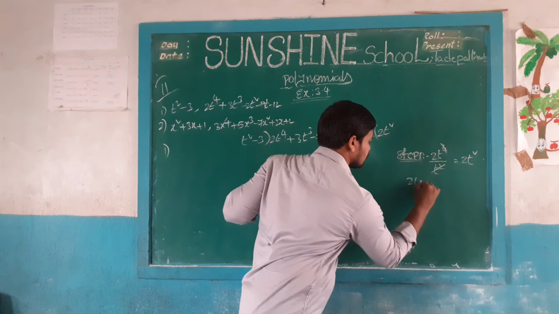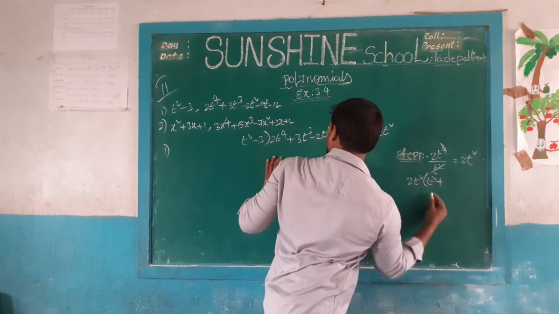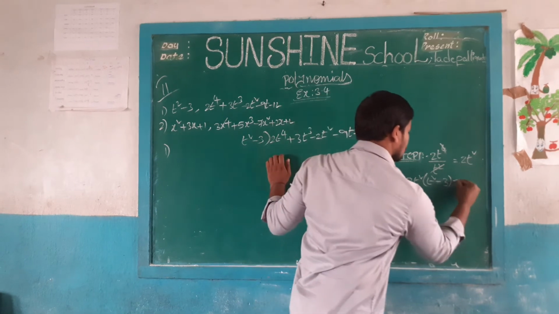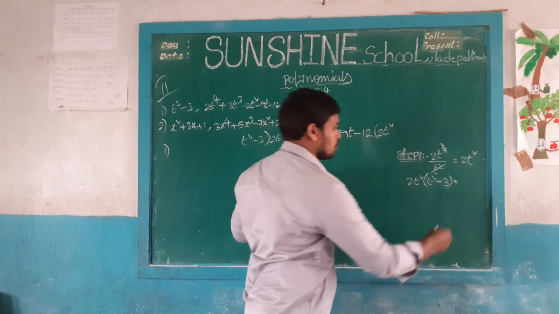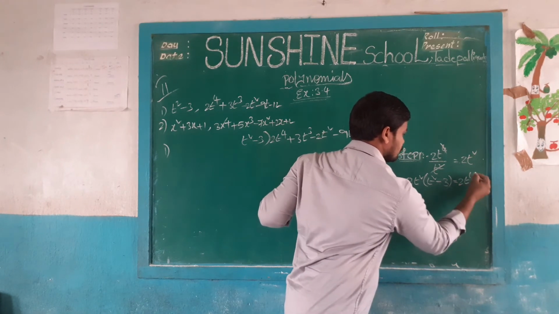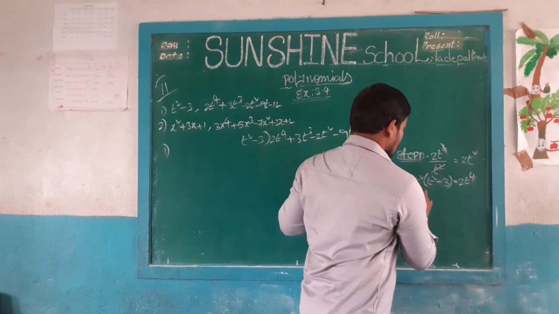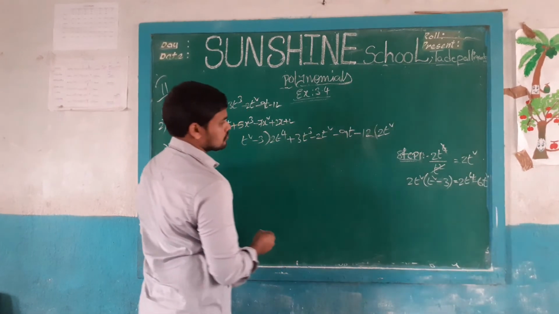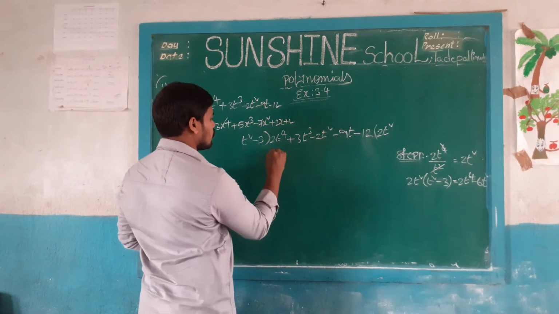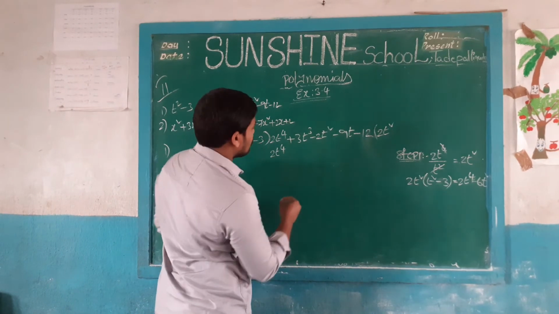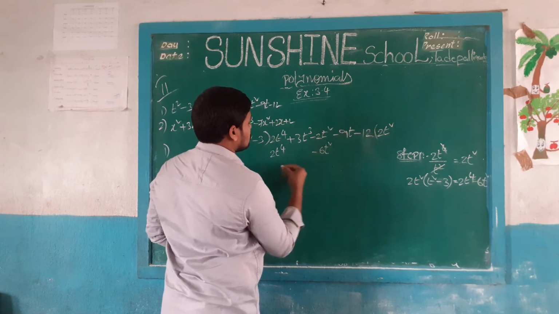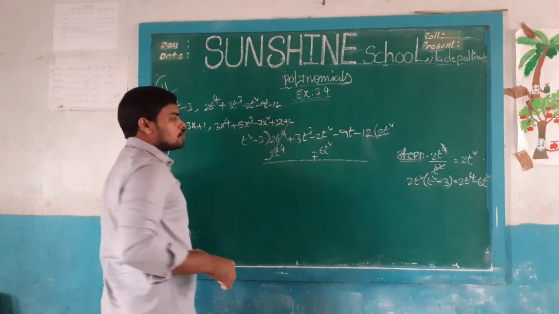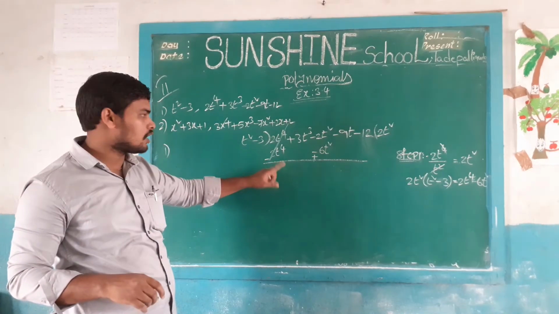So 2t square into what is the g of x value? T square minus 3. 2t square into t square is 2t power 4, minus 2 into 3, 6t square. So 2t power 4 minus 6t square. Plus turns to minus, minus turns to plus. 2t power 4 minus 2t power 4, the value is 0.